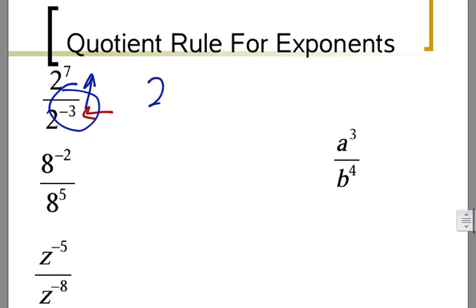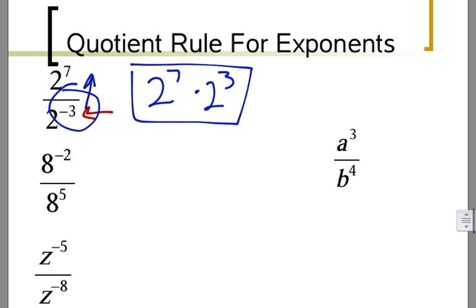So now it's going to be 2 to the 7th times 2 to the 3rd. So this actually isn't a quotient problem at all. I'm actually going to do a power rule and add them. So this is going to turn into 2 to the 10th. So there was no subtraction or canceling.